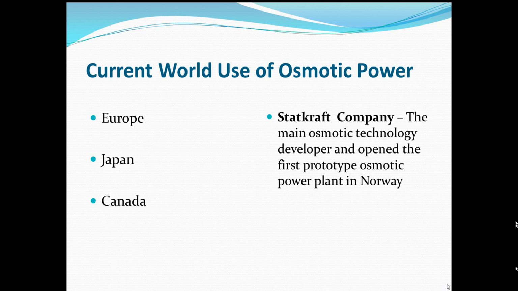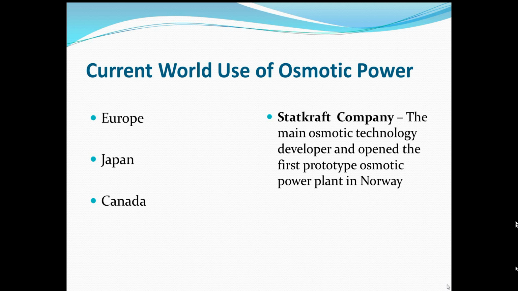Now the European company Statkraft is the main technology developer and opened the first osmotic power plant in Norway in 1998, and this prototype started generating electricity from 2009. In Norway, the osmotic power plant is built on an estuary, so that we have a continuous supply of fresh as well as saline water.